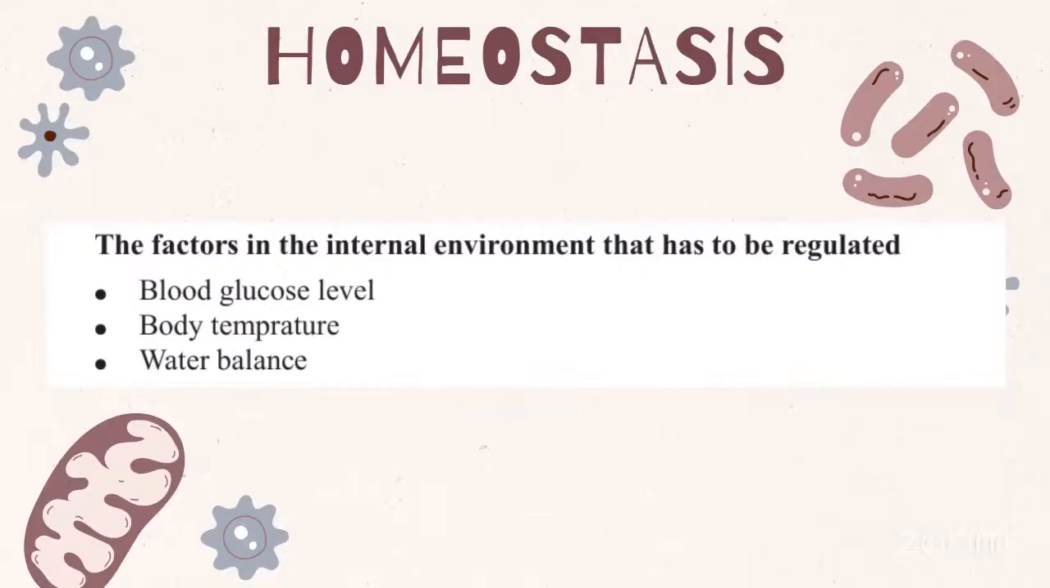There are three things which are regulated. They have given us blood glucose level, body temperature, and the water balance. When the blood glucose level is increasing, you know what happens? Insulin is secreted, and glucose is converted to glycogen. So the homeostasis in our body is maintaining all these levels at a constant level.